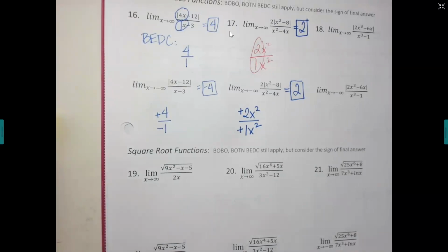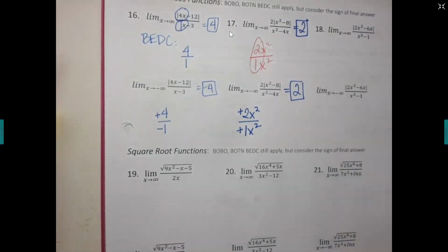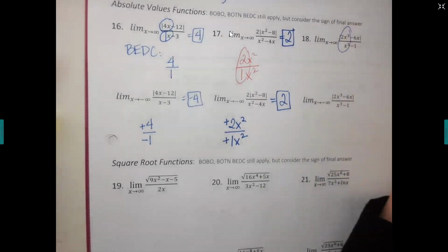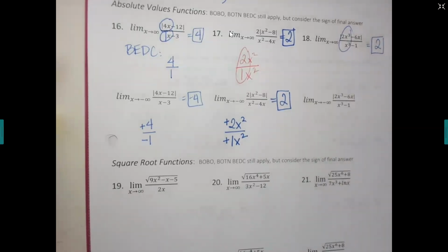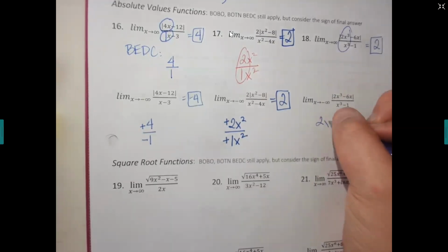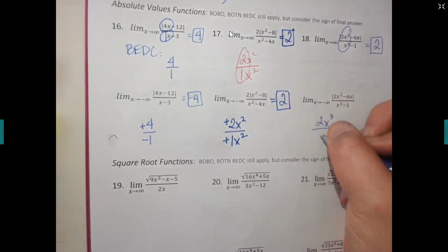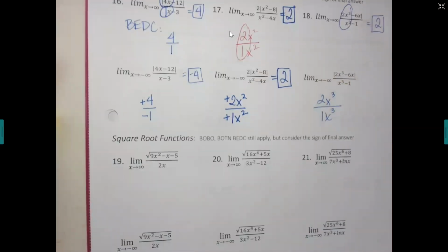For number 18, you have a 2x cubed over an x cubed. What is my first limit going to be? 2 is correct. Okay, now check the second one. Think about the sign. So it's 2x cubed over x cubed. If I take a negative infinity and I cube it, what's going to happen? It'll still be negative, until what? Absolute value bars will turn it positive.